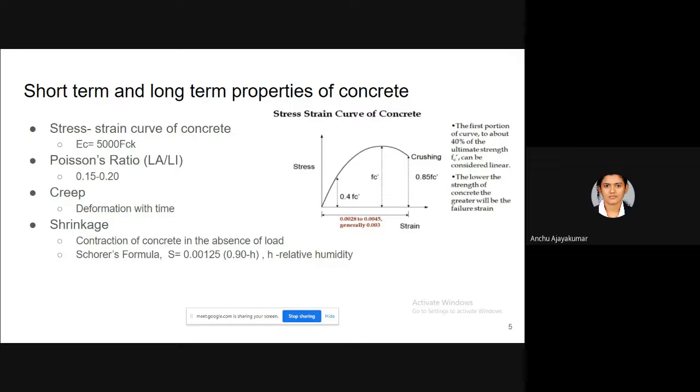So what is stress and what is strain, first of all? Can anyone reply? What is stress or what is strain? Stress is force by area. Strain is force by area. By equation, you are right.